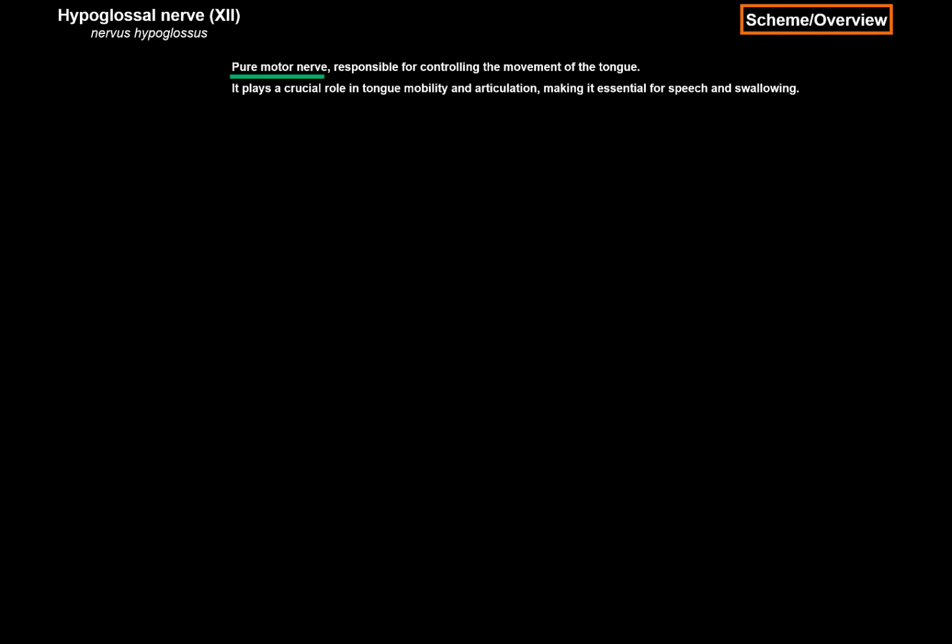It's purely a motor nerve responsible for controlling the movement of the tongue, which means that it plays a crucial role in tongue mobility and articulation, making it essential for speech and swallowing. The hypoglossal nerve originates from the nucleus of the hypoglossal nerve, located within the medulla oblongata. This nerve is going to give off somatic efferent fibers, or motor fibers, that are going to go out from the brainstem in the sulcus between the olive and the pyramid. We call it the pre-olivary groove.